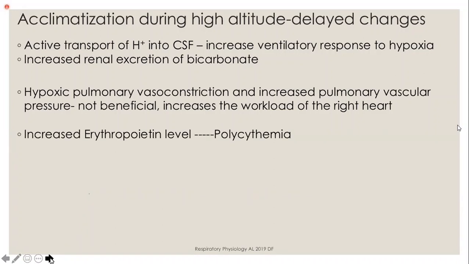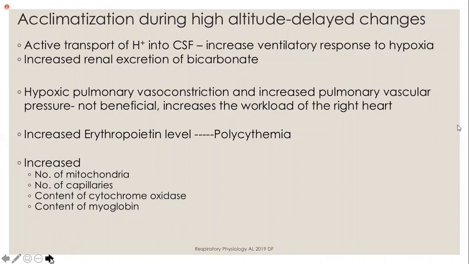And then once the initial period is over, there will be increased erythropoietin secretion also, and the red cells will start being produced at a higher rate, and that will lead to polycythemia. And at the cellular and tissue levels, the number of mitochondria, the number of capillaries, the content of cytochrome oxidase in mitochondria, and the content of myoglobin, which is another oxygen-binding protein in the muscles, somewhat similar to hemoglobin but not the same, also increase. So the content of myoglobin also increases at the tissue and cellular level. So all these are delayed changes. They are categorized under delayed changes during acclimatization to high altitudes.